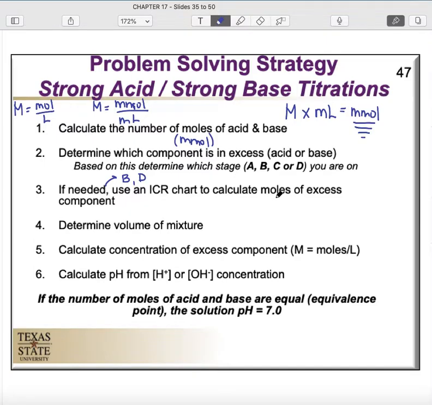Once we know the number of those moles in excess, we're going to determine the volume of the mixture by adding the volume of the acid plus the volume of the base. We're then going to calculate the concentration of the excess component by taking, in our case, the millimoles divided by the milliliters. And then finally, we're going to calculate the pH by taking the negative log of the hydrogen ion concentration, or finding the pOH first and then converting it to a pH if what we had left was the base. As a reminder again, if the number of moles of acid or base are equal, meaning that you're at the equivalence point, then the solution pH is equal to 7.